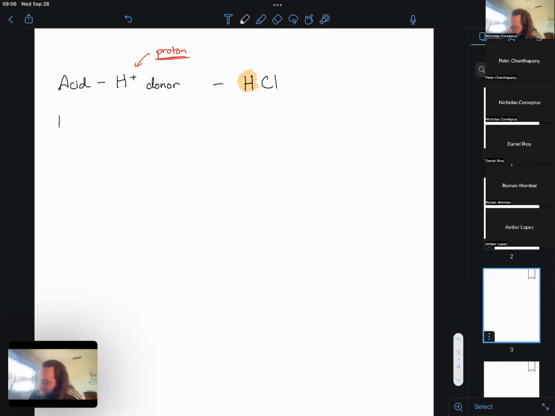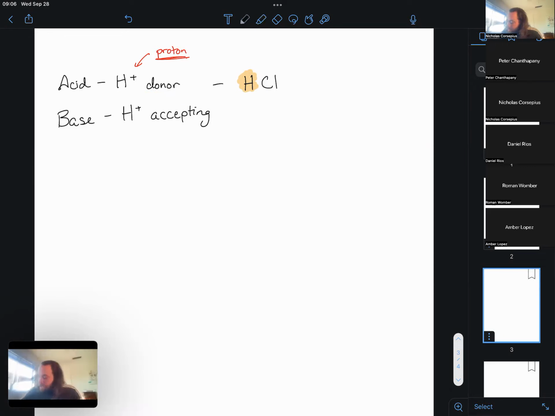A base is the exact opposite. It's the one doing the accepting of the proton, right? So the acid is getting rid of its proton. The base is the one taking it, saying, thank you, I'll take that. Okay, so these simple definitions are very important to have in your mind. They're going to be the starting point for a lot of our conversations on acids and bases.